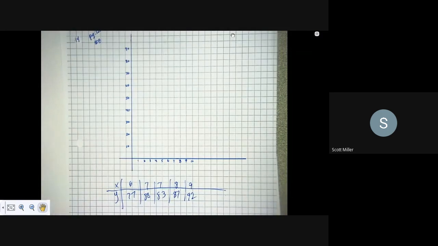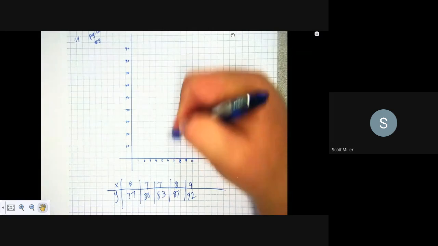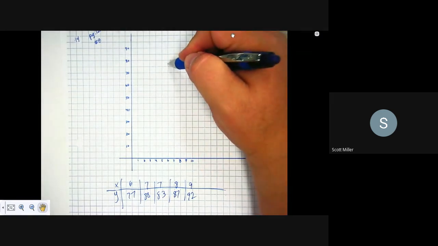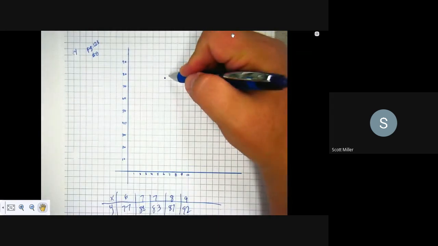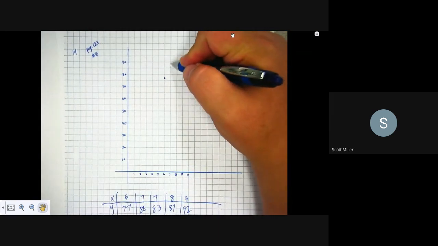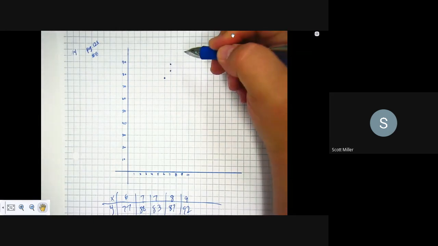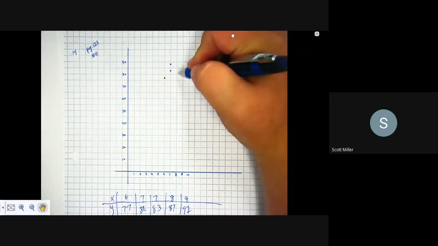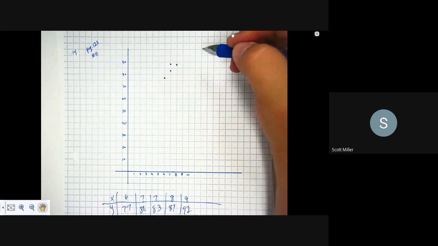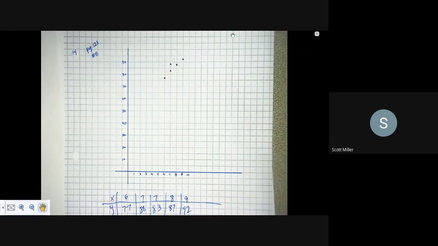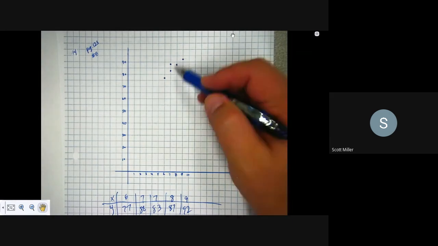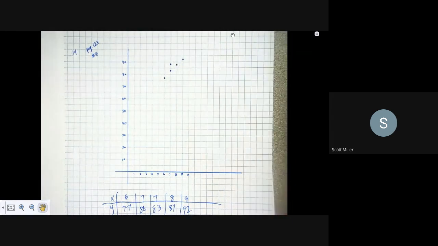So we're going to put dots on our graph. 6 and 77. That's 75, 77 is about there. At 7, we have an 80, and we have an 83. At 8, we have an 87, just shy there. And at 9, we have a 92, which is somewhere right about there. So there's our data. These look pretty straightforward. This one's out of place there.